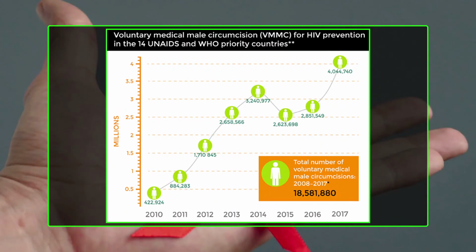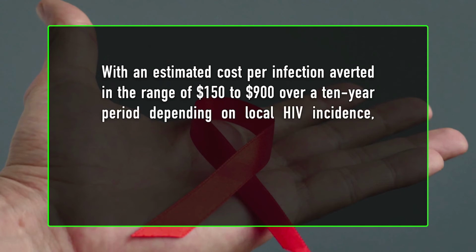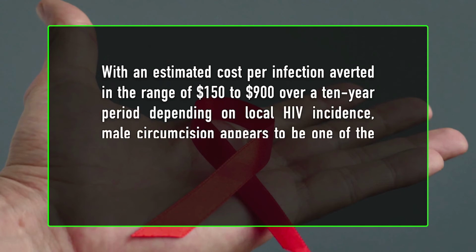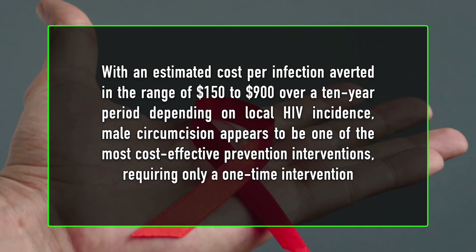5 years after the completion of these studies, a high rate of community effectiveness, that is 70% in decreasing HIV incidence, has been reported across the globe, with an estimated cost per infection averted in the range of $150 to $900 over a 10-year period. Depending on local HIV incidence, male circumcision appears to be one of the most cost-effective prevention interventions, requiring only a one-time intervention.